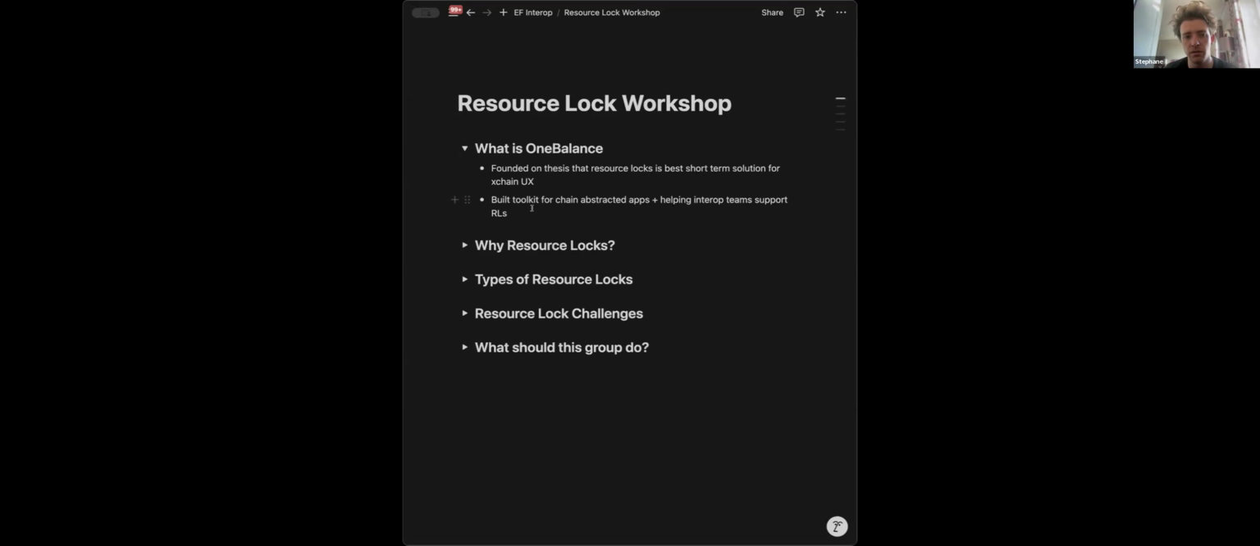And what we've built is a toolkit for chain abstracted apps. And then we're also helping various different teams that are building interop solutions to support them with the implementation of resource locks within their system.